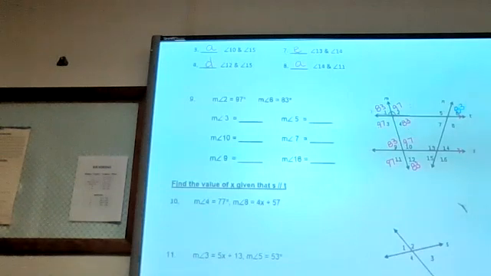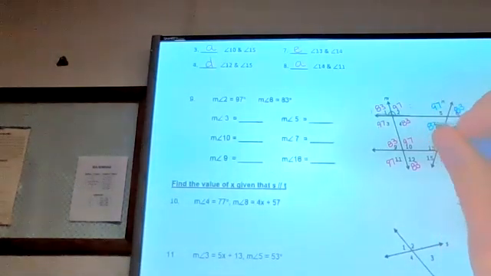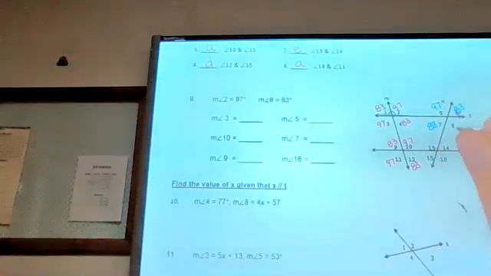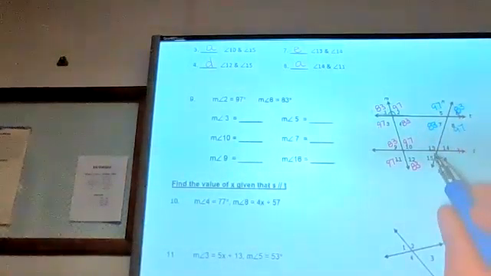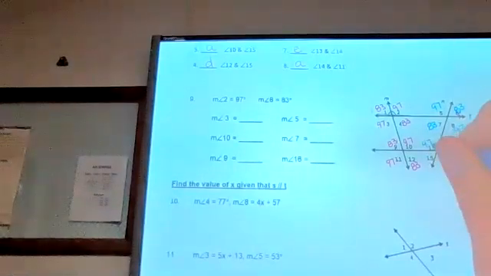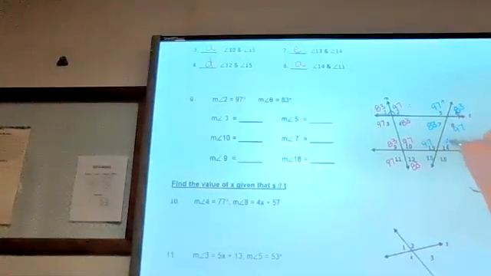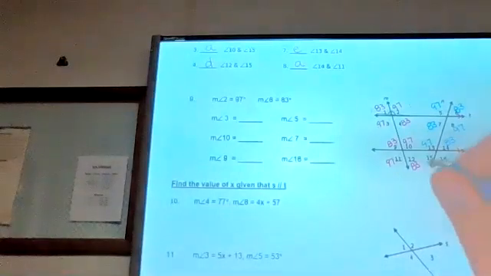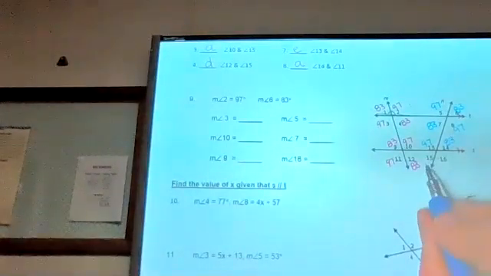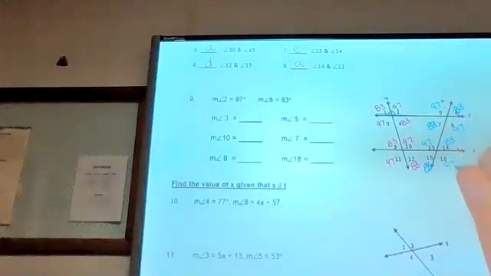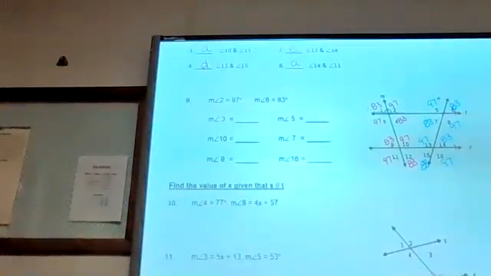Okay. If 6 is 83, what's 5? 97. What's 7? 83. What's 8? Yep. What's 13? 14? 15? Down here, 83. 16? 97. Okay, so they totally gave us enough information to find any other angle that they could ask for.